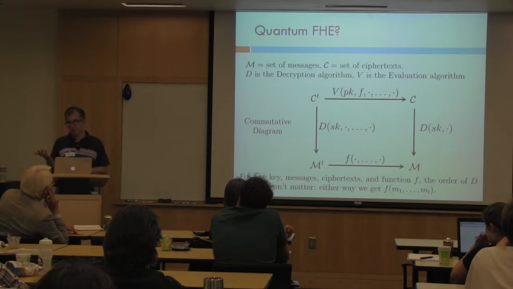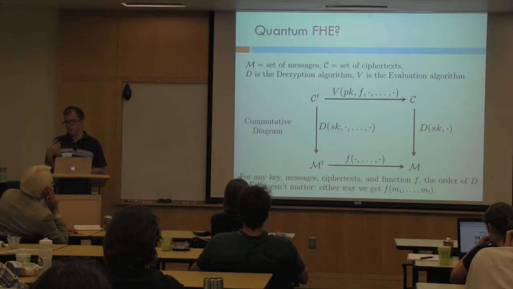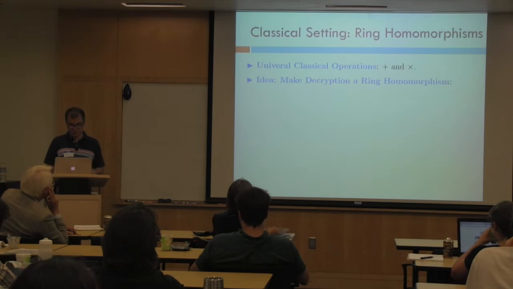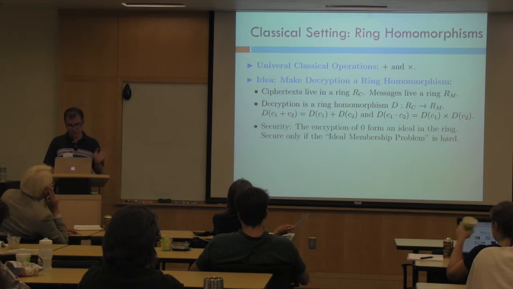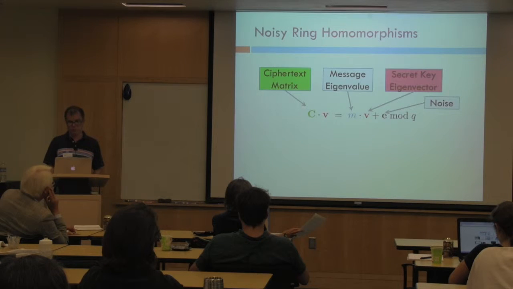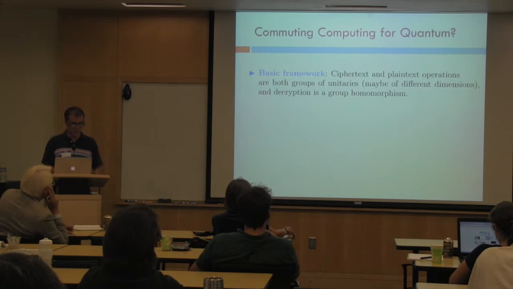Okay. So what I was saying about classical FHE is that it has this sort of commutative diagram aspect, that the operations commute with the decryption operation. I described how we did that in the classical setting, basically ring homomorphisms and then making them noisy. And the noise causes some problems, but you just find ways to manage the noise, and everything works.